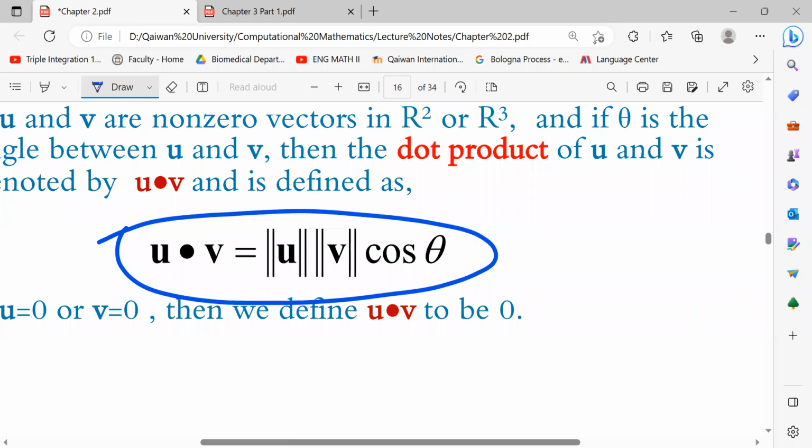You say if u and v are two vectors, then u dot v, it's denoted by a dot, is norm u times norm v times cosine of the angle between the vectors. This is the angle between the vectors.